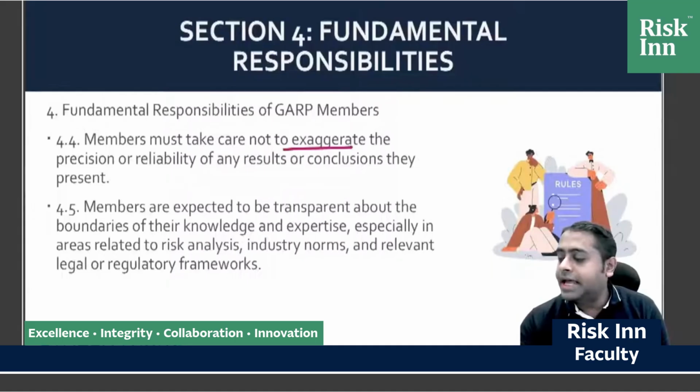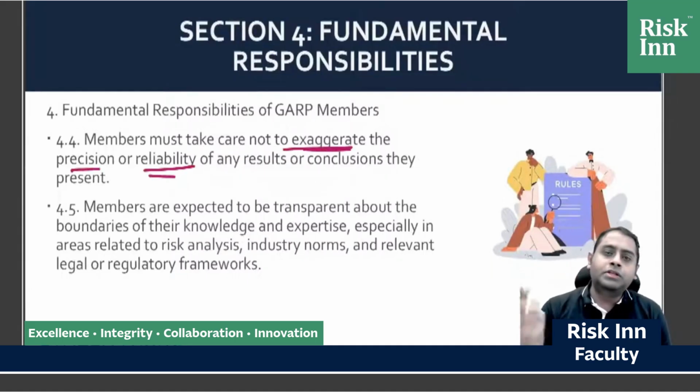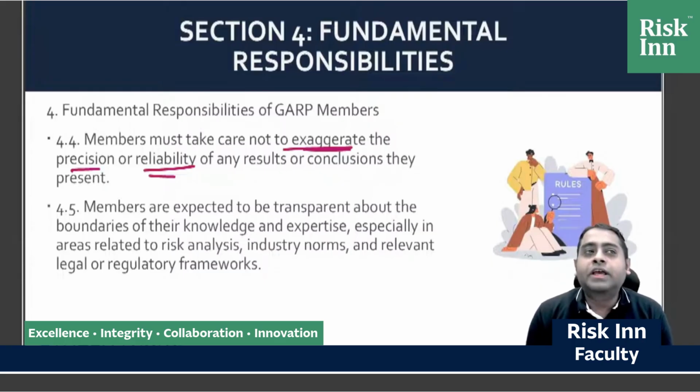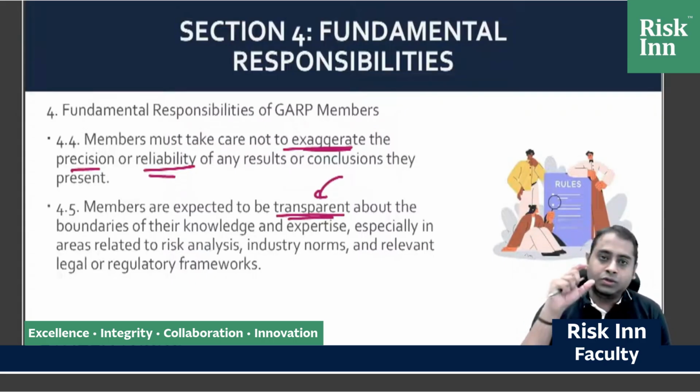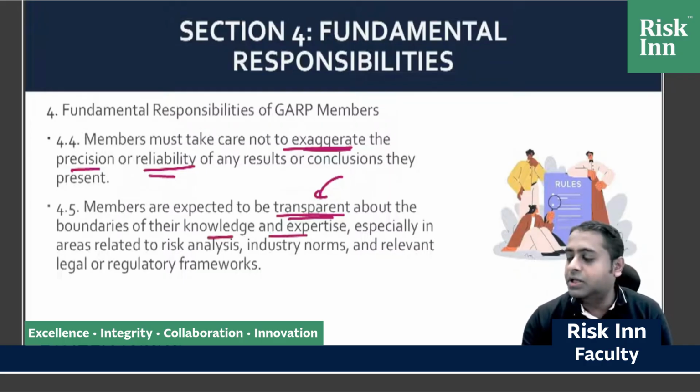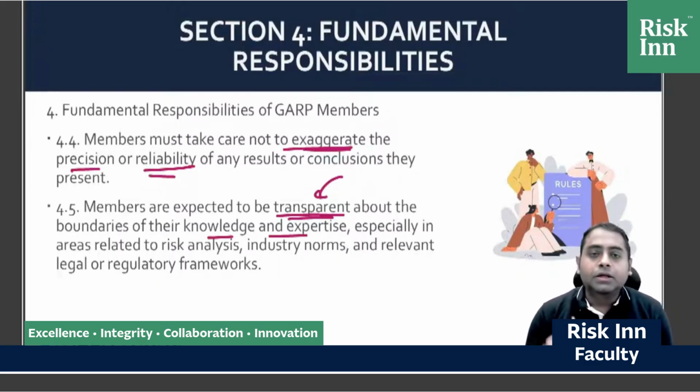Next, you should not exaggerate the precision and the reliability. You should not say that if you join my classes, you'll clear the exam. No, it is not possible without your efforts, right? Same goes if you take my portfolio management services, I'll give you 10% return, 100% return, whatever people commit. You should not exaggerate. Try to be as transparent as possible about your forte and your knowledge. Give the client clear information about your expertise and knowledge, and be aware of the norms of the industry. But do not give a wrong impression to the customer.